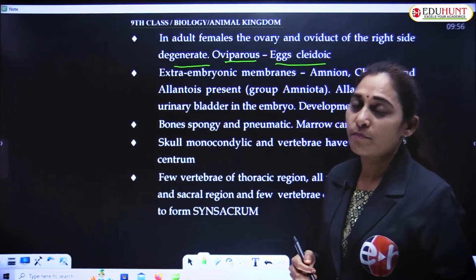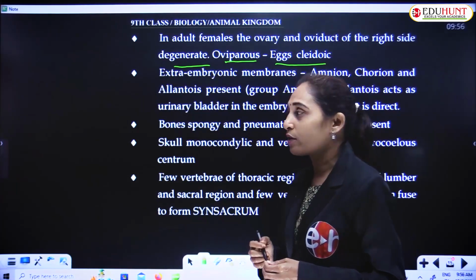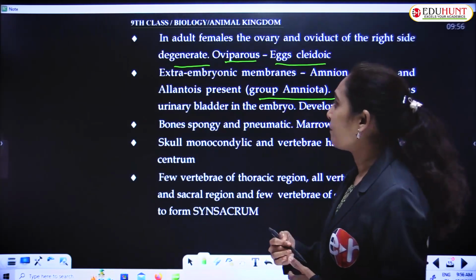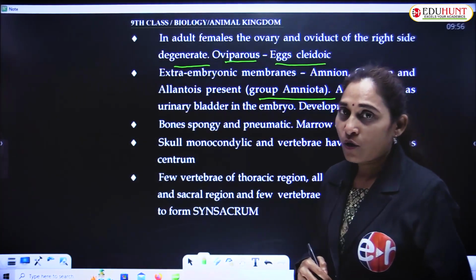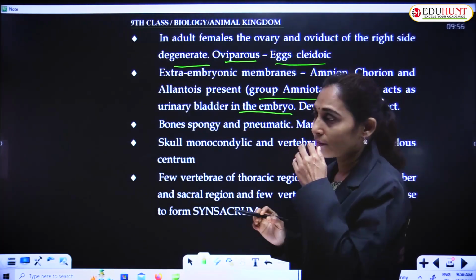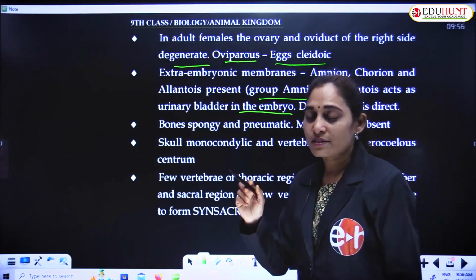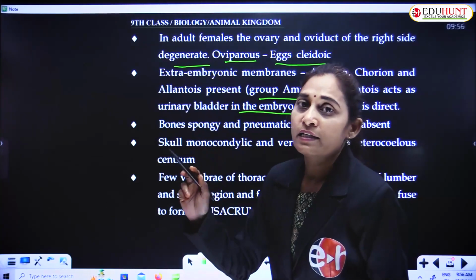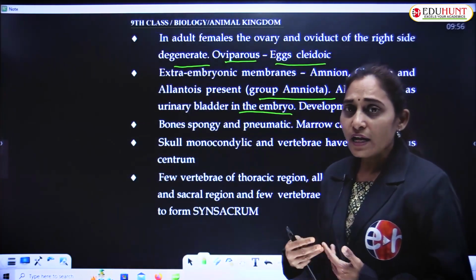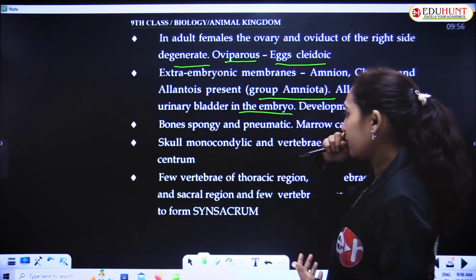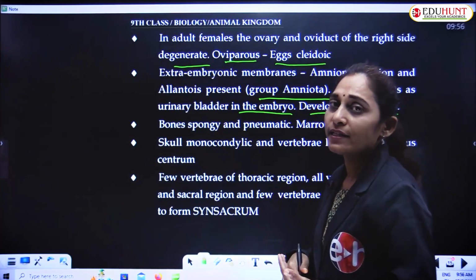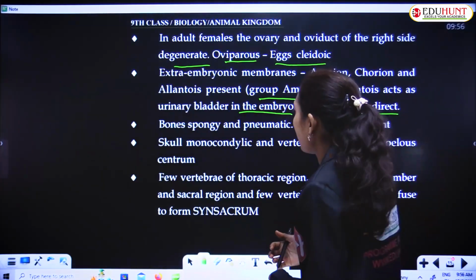Extra embryonic membranes like amnion, chorion, allantois are present, and that is why it falls in the group Amniota. And allantois acts as a urinary bladder in the embryo, not in the adult. As we have mentioned, in adults the urinary bladder is absent. It is one of the adaptations for flight, and development is direct, that is absence of larva. Without a larval form, the eggs directly hatch into young ones.